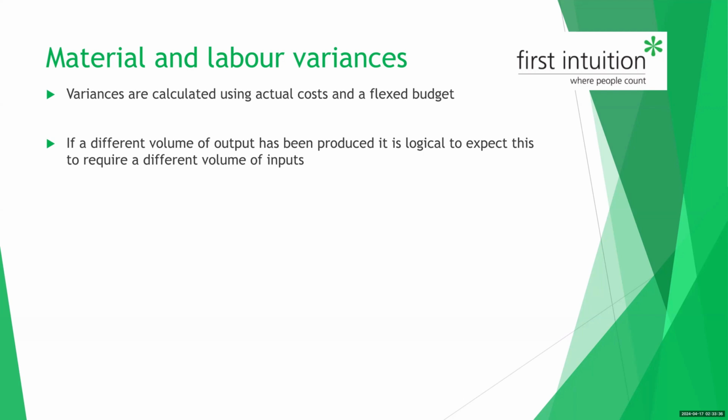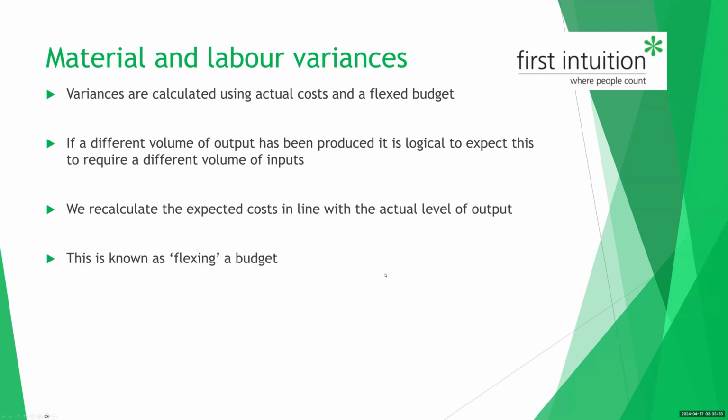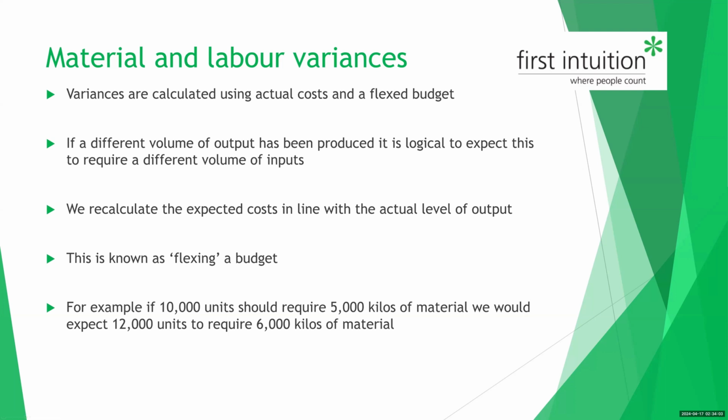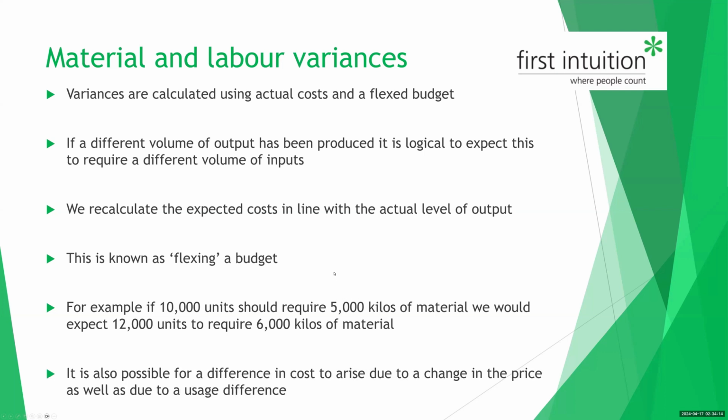So when we're looking at how well used our material is, or how badly, then we need to compare to that flexed figure. We rework all of the variable elements of the original budget to a new figure. We recalculate the costs in line with the actual amount we've produced, and that's what we mean by flexing a budget. The example I've got here is 10,000 units, 5,000 kilos of material. That's half a kilo per unit, then plainly for 12,000 units, we would expect 6,000 kilos.